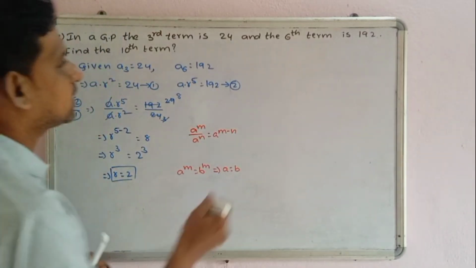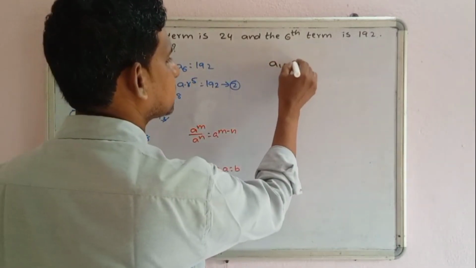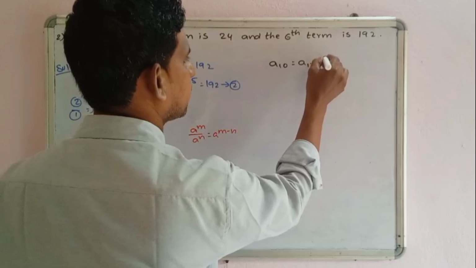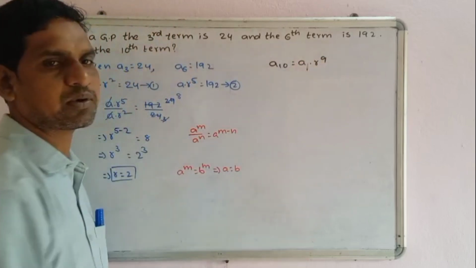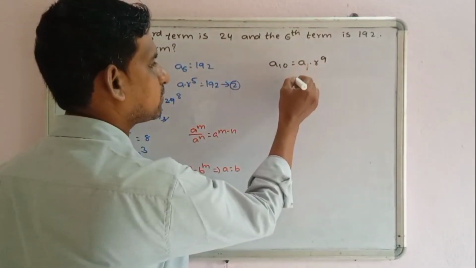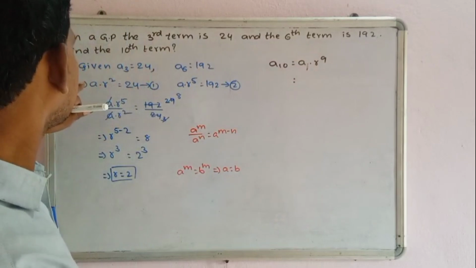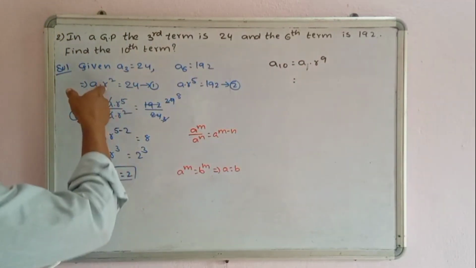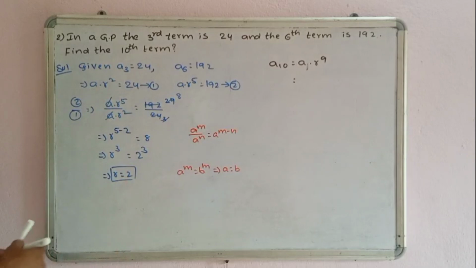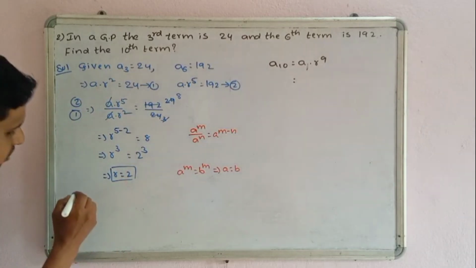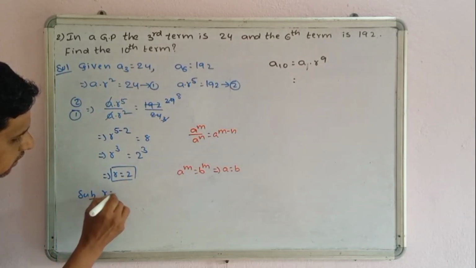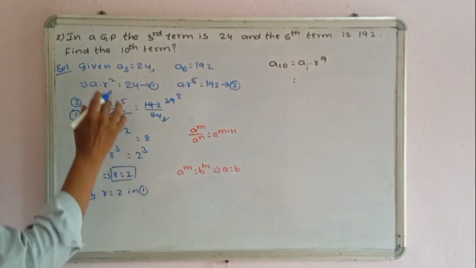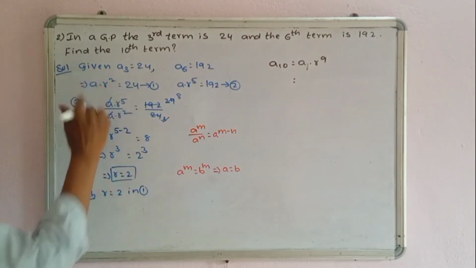A10. What is the A10 formula? A10 formula is A1 into R power 9. Otherwise A into R power 9, simple. But here A is nothing but A1. A1 అన్న ఒకటే. ఓకే, మీకు A1 కూడా తెలియదు. సో ఈ R ని యూస్ చేసుకుని A వాల్యూ ఫైండ్ అవుట్ చేయాలి. చూడండి, సబ్స్టిట్యూట్ R equals 2 in 1. R తీసుకొని 1 లో సబ్స్టిట్యూట్ చేసినప్పుడు ఏ వాల్యూ వస్తుంది చూడండి.